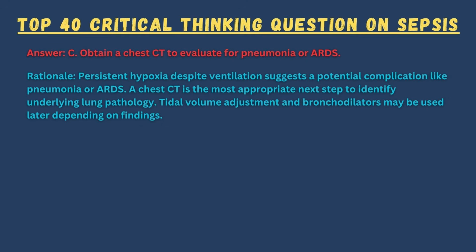Rationale: persistent hypoxia despite ventilation suggests a potential complication like pneumonia or ARDS. A chest CT is the most appropriate next step to identify underlying lung pathology. Tidal volume adjustment and bronchodilators may be used later depending on findings.